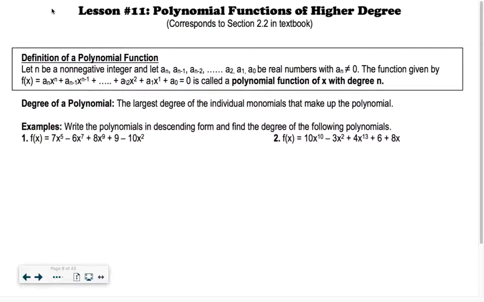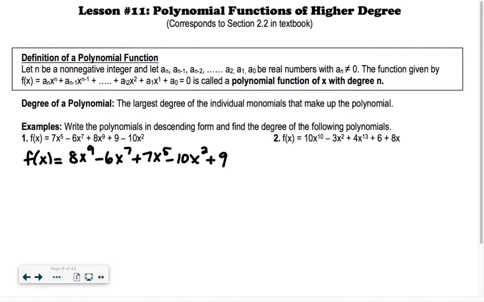It says, write the polynomials in descending form and find the degree of the following polynomials. Descending form we sometimes call standard form. So if we're writing it in standard form, we're just going to write it so we start out with our highest exponent. So we'd have 8x to the 9th. We don't have an x to the 8th, but we do have a 7. So minus 6x to the 7th. No 6, but we do have a 5, so plus 7x to the 5th. No 4, no 3. We do have a 2, so minus 10x squared. And then plus 9. Okay, so do you guys all remember standard form, what that means?